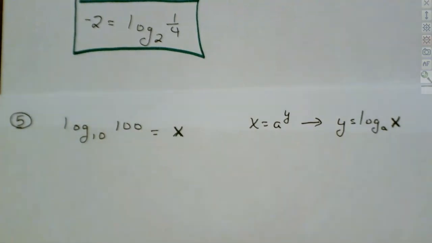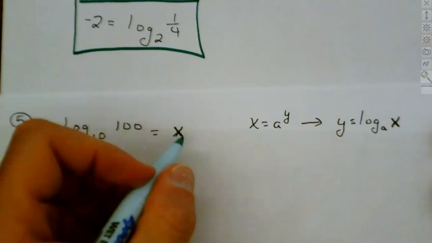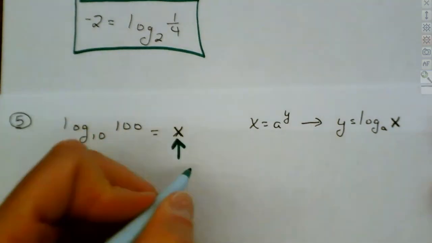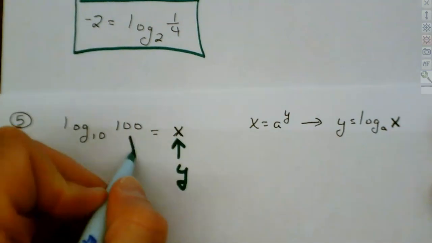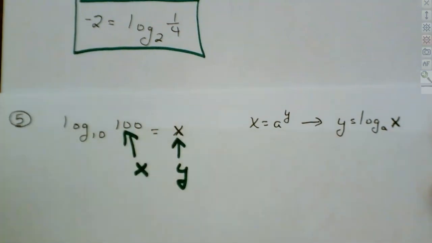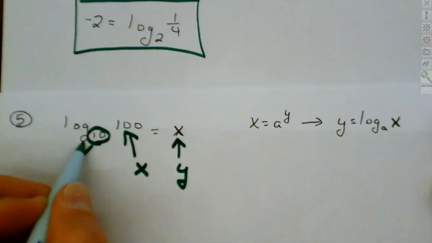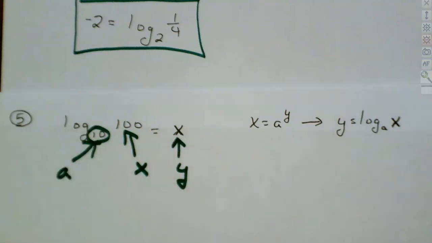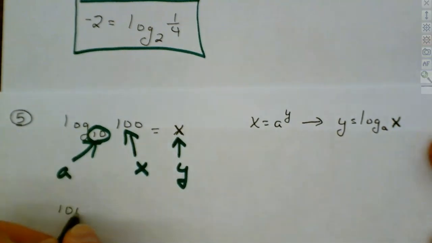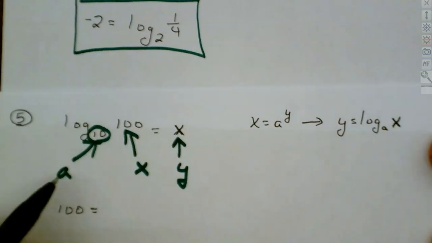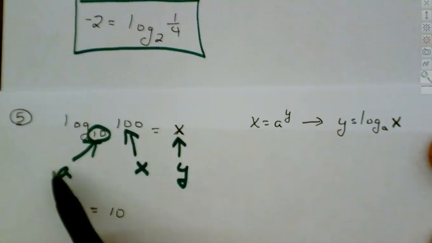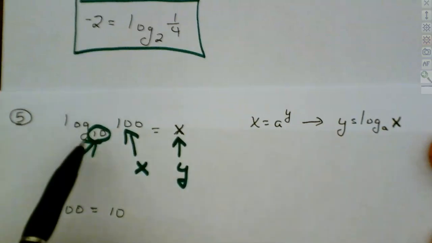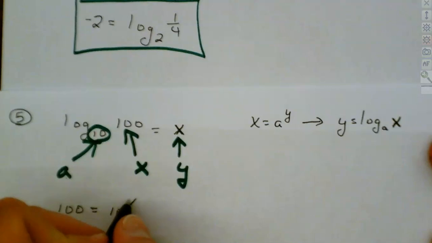Okay, so let's convert this into an exponential. Right now it's a logarithm, so we're going to convert this into an exponential. This is going to be your y. This right here is going to be our x, and that is your a. So when I convert it, what does that look like? Well, when we convert it, we have 100 equals 10 to the x. 10 goes here, that's your base. Y is x.